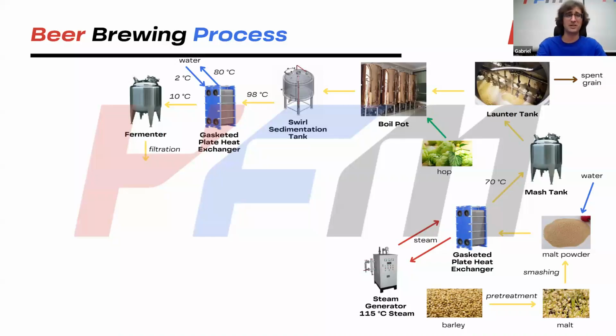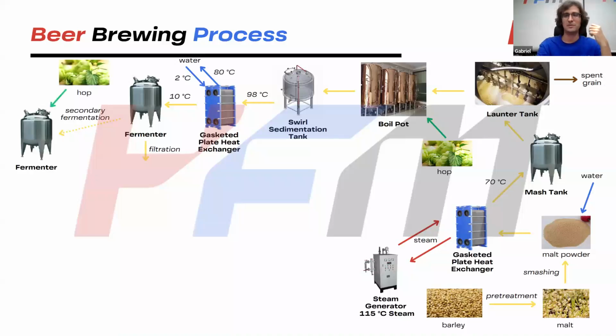But some kinds of beers also have a secondary fermentation, generally when they want a more mature beer. As I said, there are many different kinds of beer. This process is optional. Some people will add hops to the fermenter again. So we have the secondary fermentation. But anyway, whether it's just one or two fermentation processes, they have to be filtered. And we're going to have the beer, but not pasteurized yet.